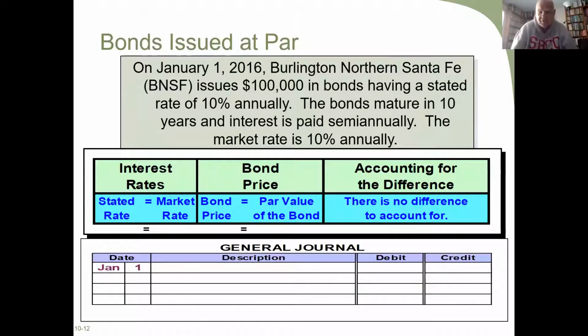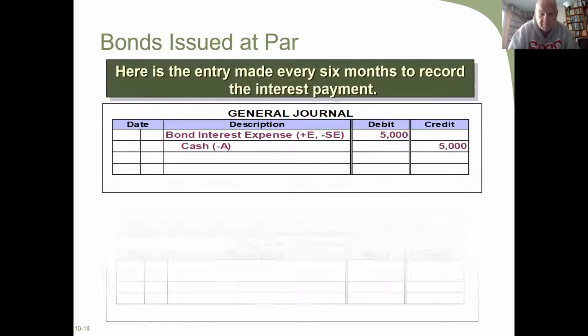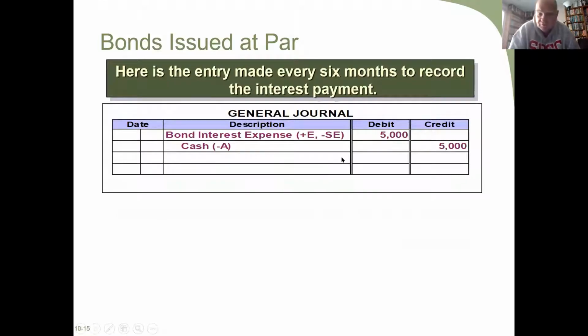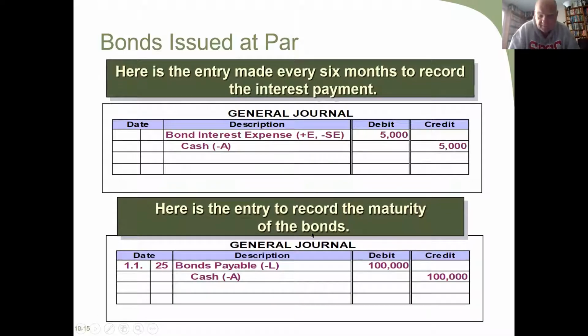Okay. Bonds issued at par. The only thing we have to do is debit cash and credit bonds payable, 100,000, and then we don't have to do anything for the next 10 years except pay the interest every 6 months. And so here's your interest payment. We're going to do this 20 times. Bond interest was 10%, I guess. And then at the end, we pay it back. So if we're issuing it at par value, that's not a problem.